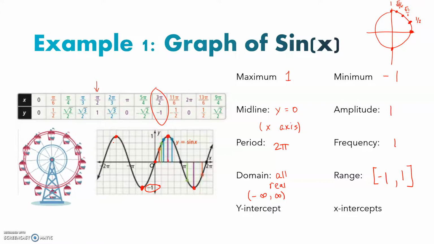The y-intercept for the sine graph is going to be when your angle is 0. So the y-intercept for the sine graph is 0. It's right here on the graph. It is when your angle is 0.